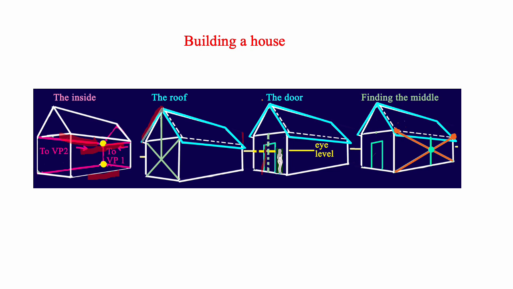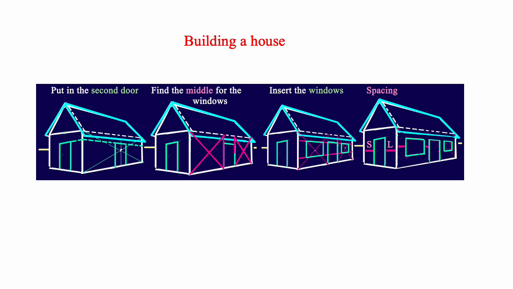Now, when putting in a door, I chose this eye level because this is about 3/4 of the way up the door, and that's the normal eye level for a standing adult looking at the house. Then find the middle of this side using diagonals. Once I had the middle of this side, I decided to put a door in, and the top of that door is usually the same as the top of the door in front.